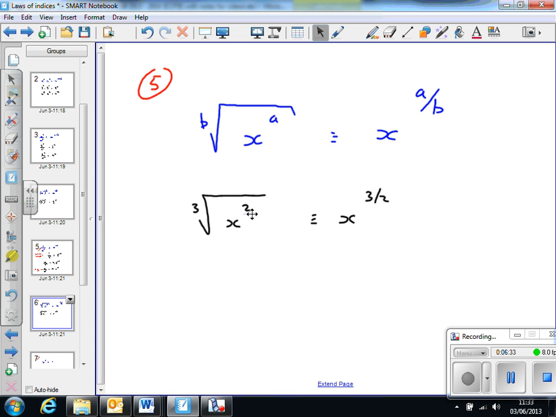Incidentally, I'm writing here equivalent to. These 3 lines mean equivalent to. So that's the same as that, in other words. It's not an equation, it's just another way of writing it.